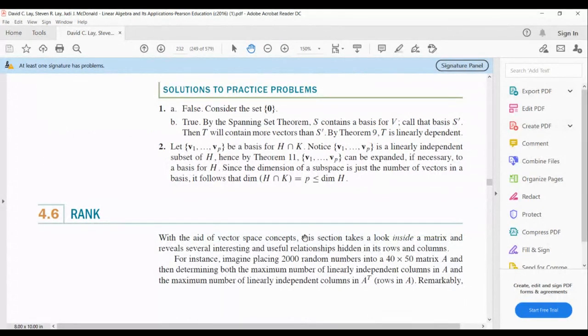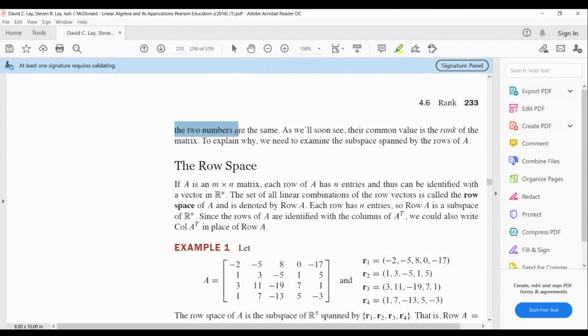This section, section 4.6, takes a look inside a matrix and reveals useful relationships hidden in rows and columns. For instance, imagine placing 2,000 random numbers in a 40 by 50 matrix A, and then determining the maximum number of linearly independent columns in A and the maximum number of linearly independent columns in A transpose. Remarkably, the two numbers are the same. And as you'll soon see, the common value is called the rank of the matrix.